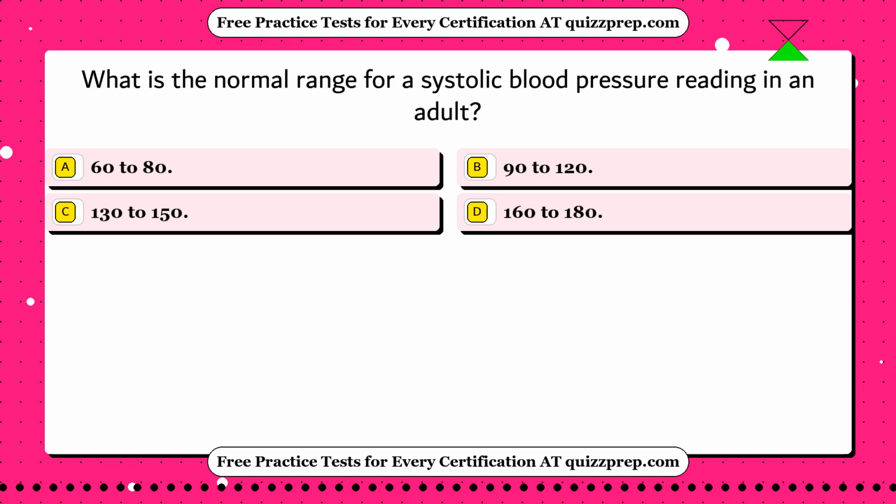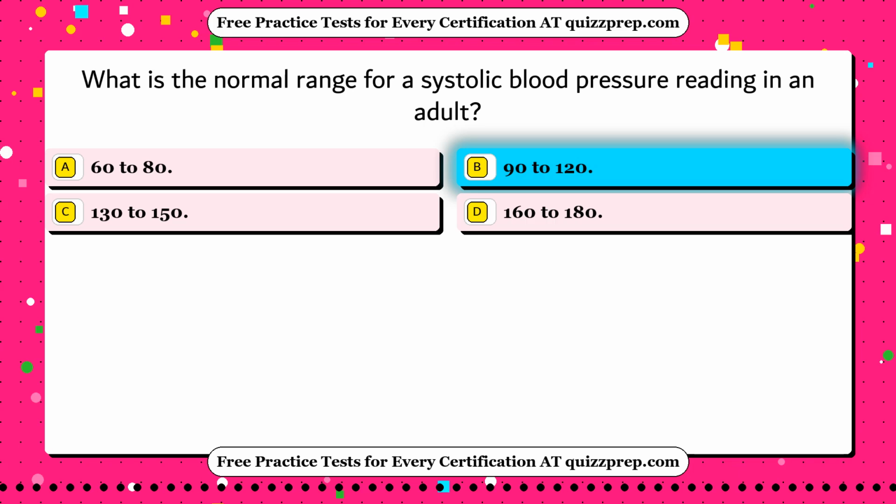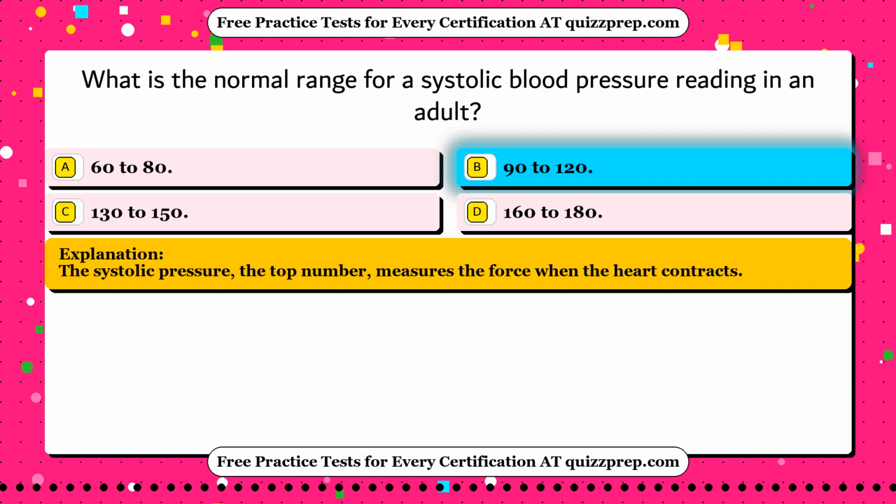Question 69. What is the normal range for a systolic blood pressure reading in an adult? Option A 60 to 80. Option B 90 to 120. Option C 130 to 150. Option D 160 to 180. The correct answer is option B, 90 to 120. The systolic pressure, the top number, measures the force when the heart contracts.